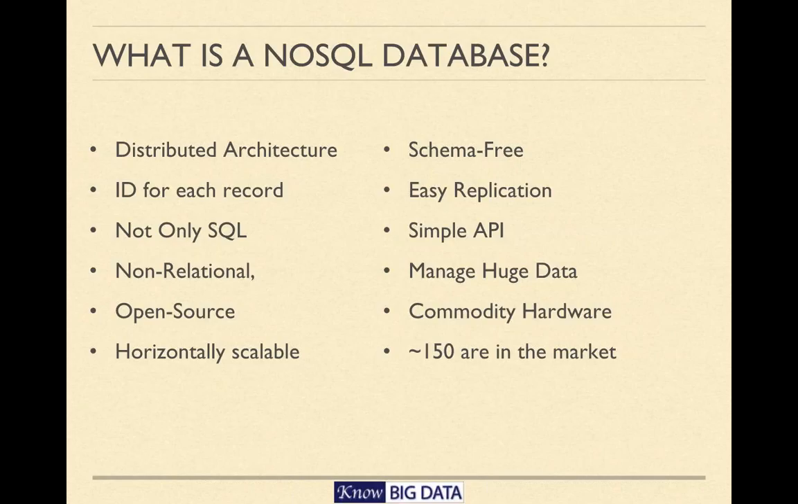Next is easy replication. What does it mean by replication? It should be very quick to establish another machine and replicate the data. That's kind of a secondary attribute, although it's a part of distributed architecture.